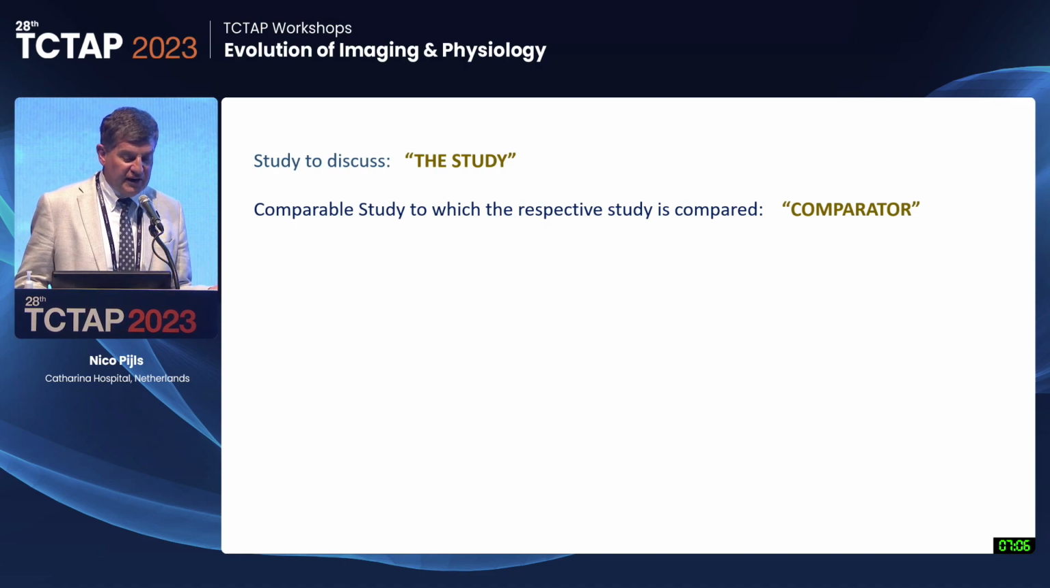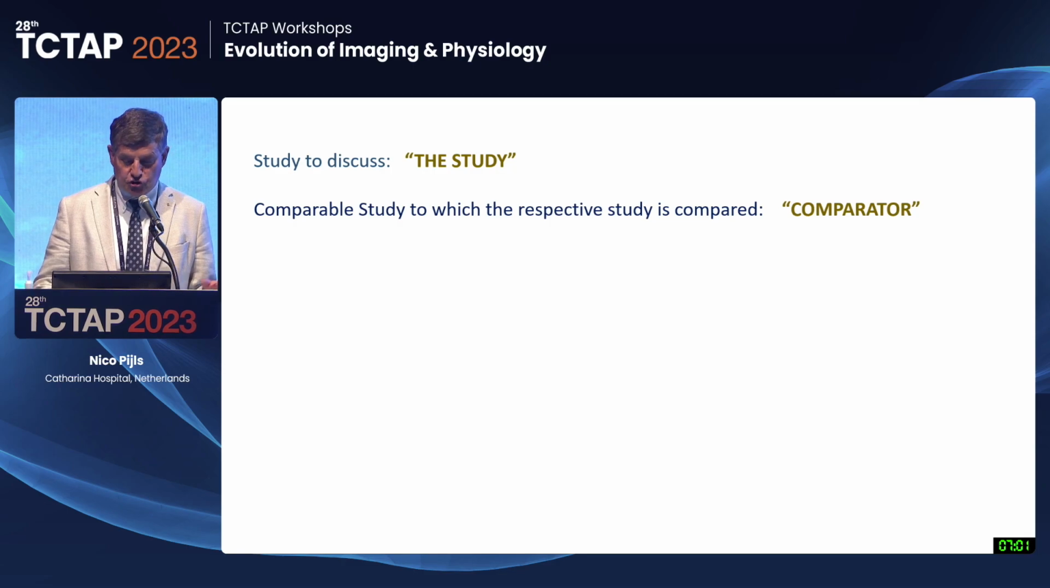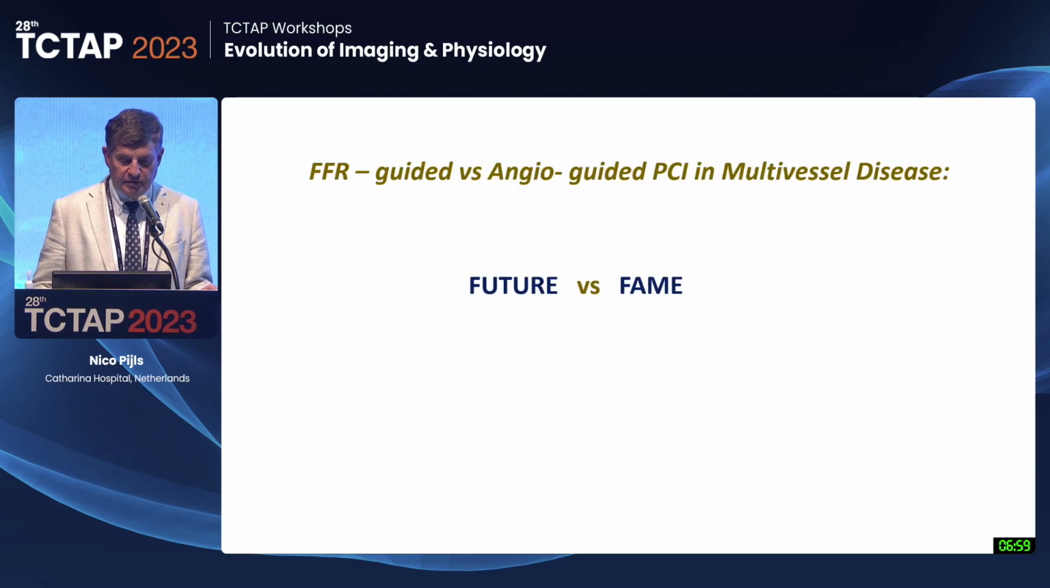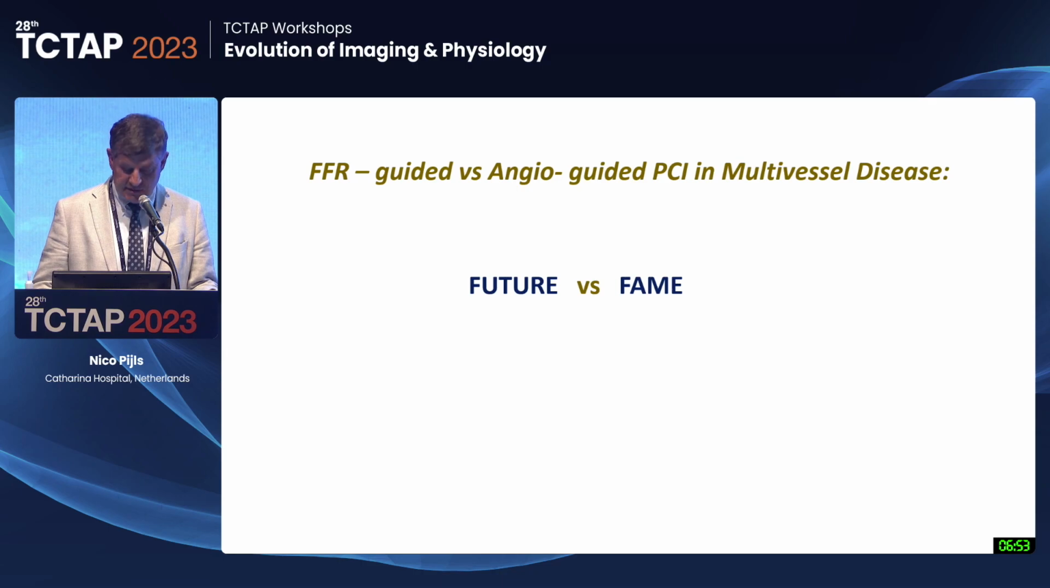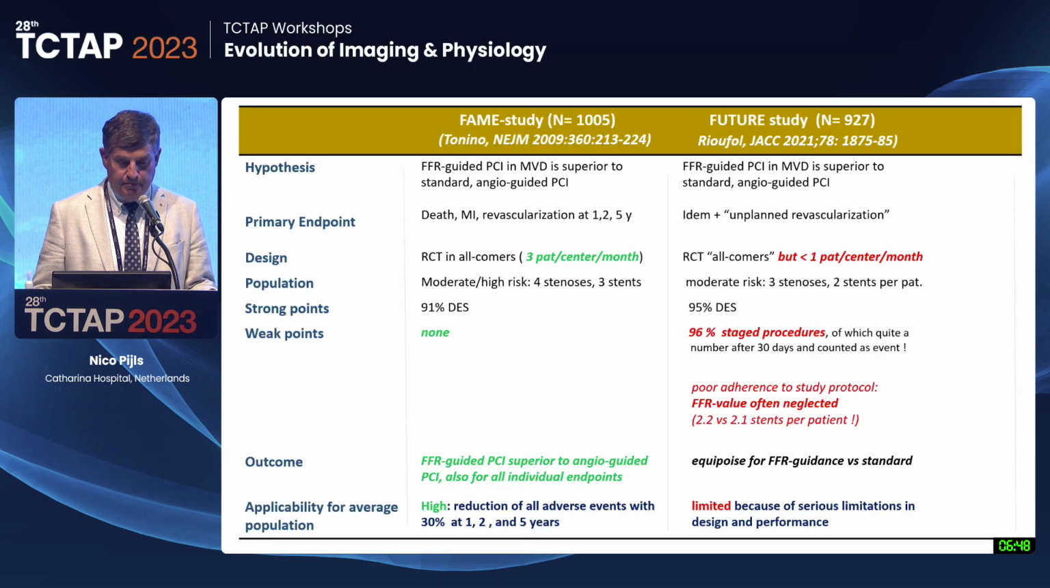The study I have to criticize will always be called the study, and the study with which I'm comparing is called the comparator. Let's first go to the issue of FFR-guided versus angio-guided PCI in multivessel disease. The study to criticize is the FUTURE study. The comparator is FAME. In both studies, the hypothesis was that FFR-guided PCI in multivessel disease is superior to standard angio-guided PCI. Endpoints were about the same. The designs were RCTs in all-comers.